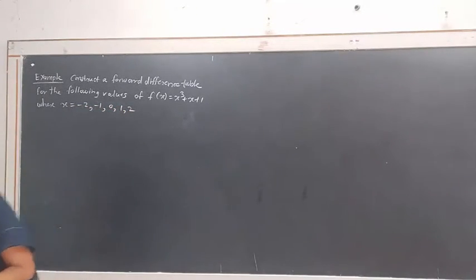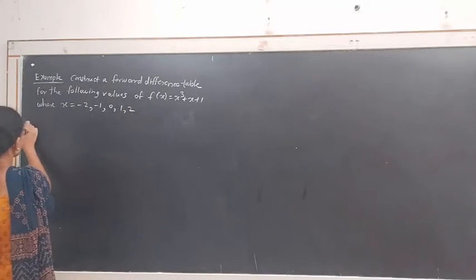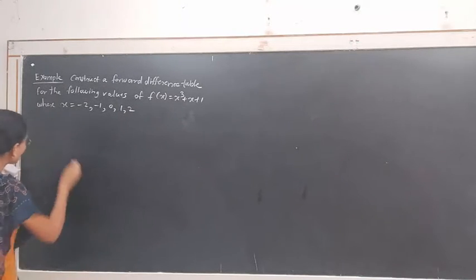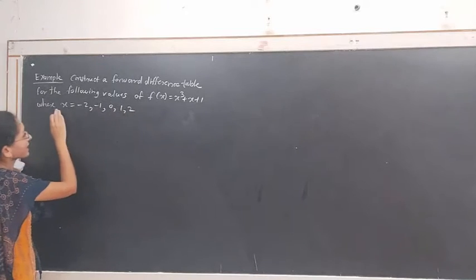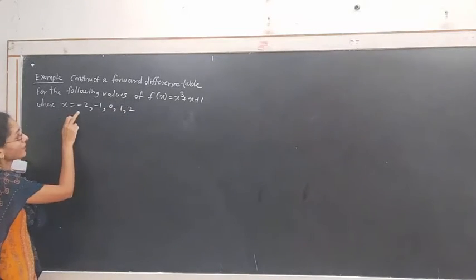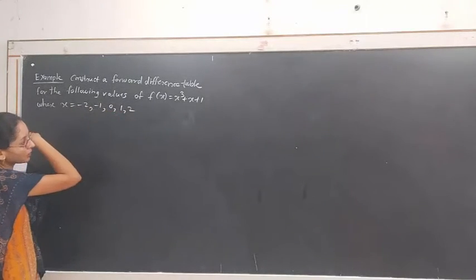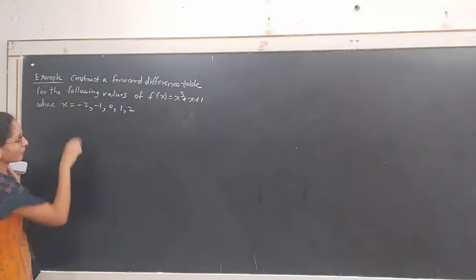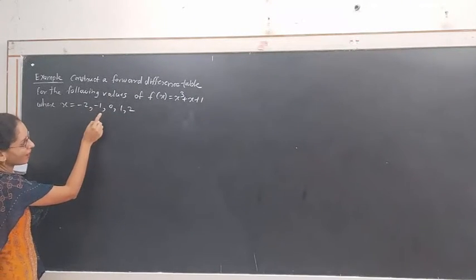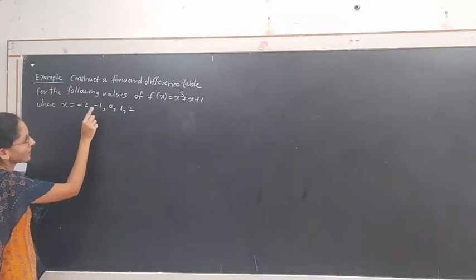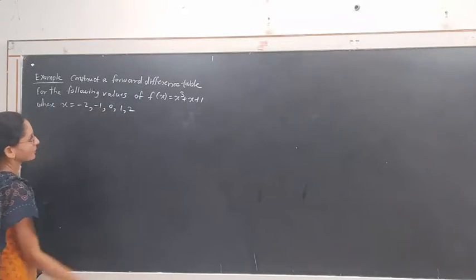Now we construct the forward difference table for this function. First we require the values of y. We are given the values of x, which means this is the value of x0, x1, x2, x3 and x4. First we find the value of y0 corresponding to x0 is equal to minus 2. Then the value of y1 corresponding to x is equal to minus 1. Then we find the values of y2, y3 and y4.